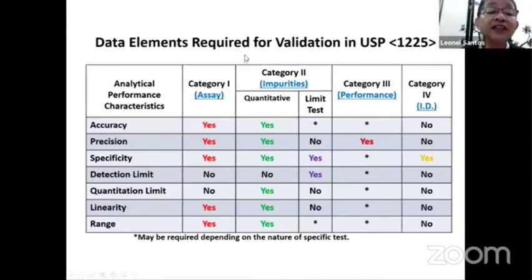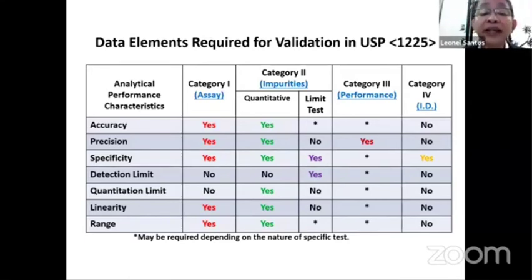This slide describes the data elements required for the validation if you're doing a validation based on USP General Chapter 1225. Again, it depends on the analytical performance characteristics, and also it is dependent on the category type. As you can see, for example, if you are validating a category 1 assay, everything listed here is needed except the detection limit and quantitation limit. And so you would apply the same way to read this table.